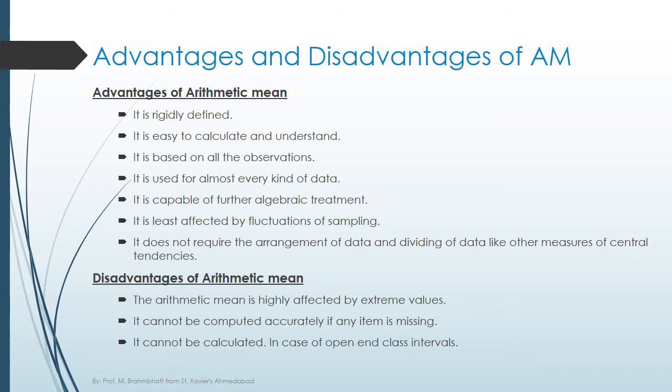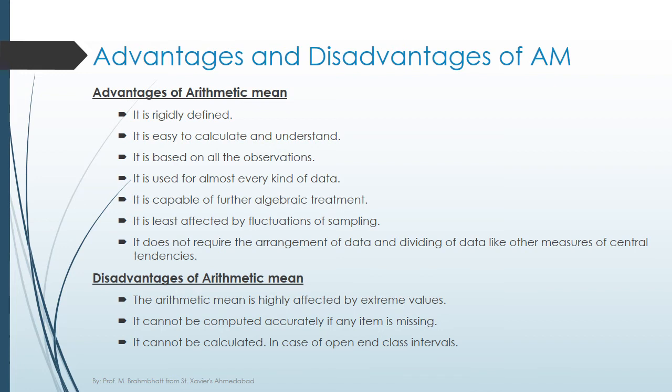It is capable of further algebraic treatment. The results of arithmetic mean can be used for further treatment as well. It is least affected by the fluctuation of sampling. It does not require the arrangement of data, such as ascending or descending order, and dividing of the data like other types of measures of central tendency.